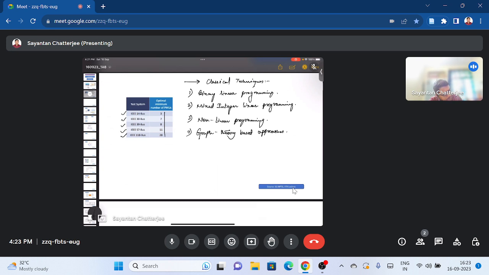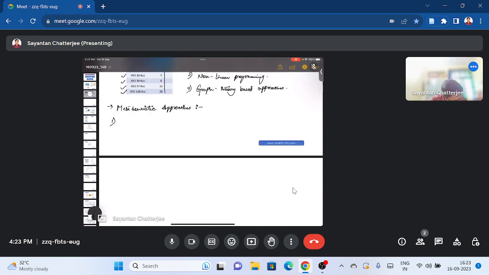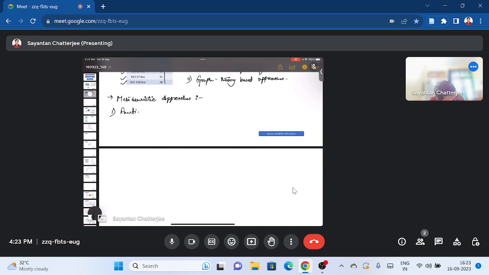Then we have some meta-heuristic approaches, where we have particle swarm optimization, genetic algorithm, etc. So these are some meta-heuristic approaches.